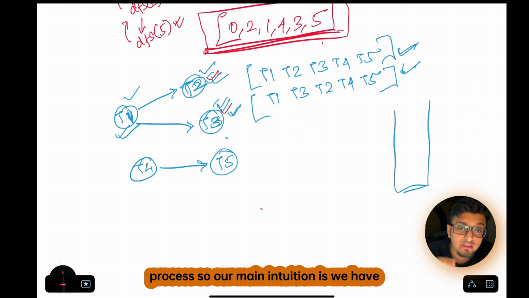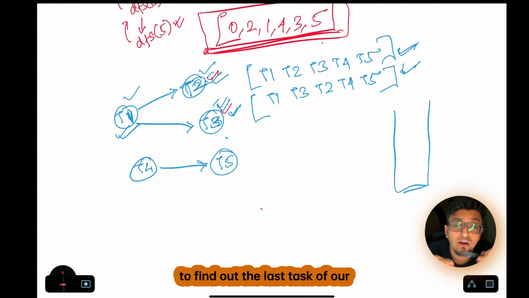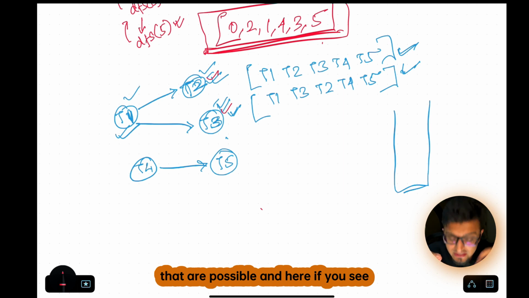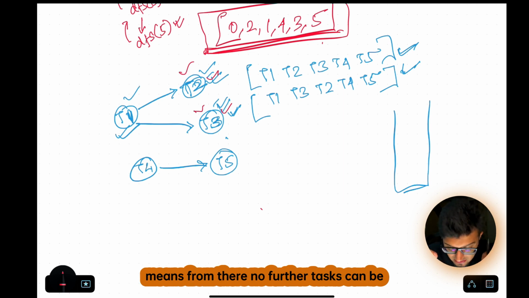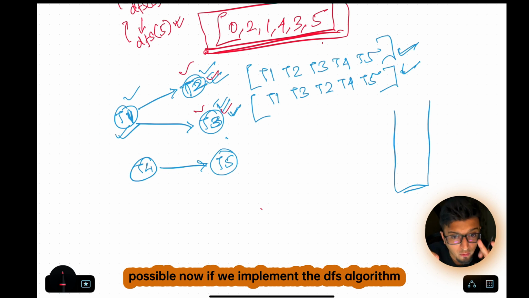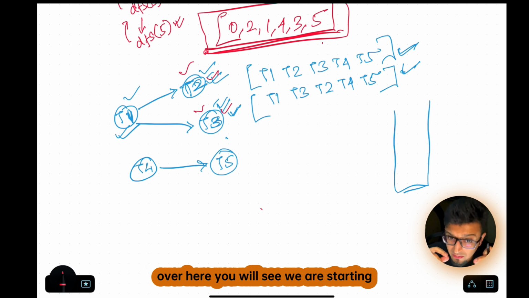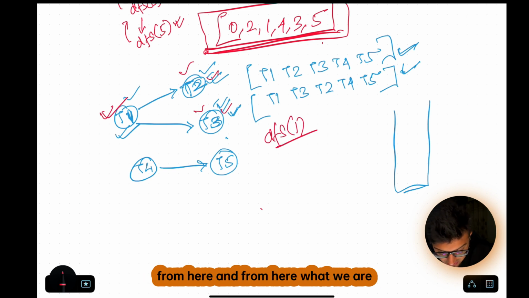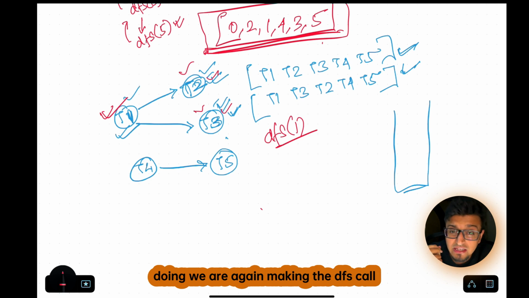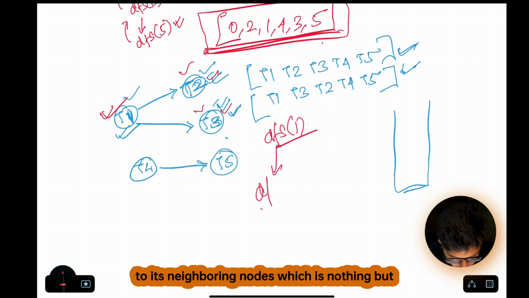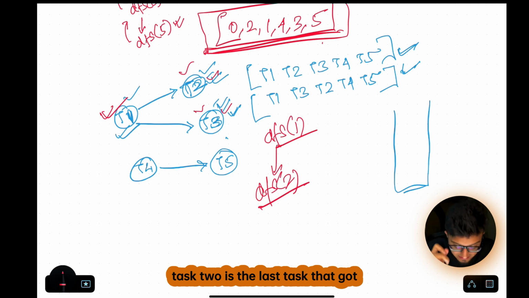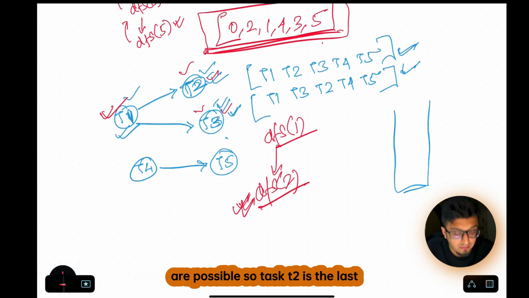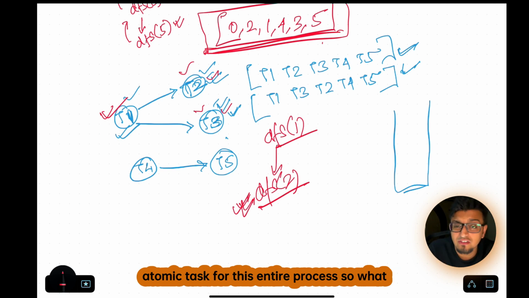So our main intuition is we have to find the last task of our process, after which no further tasks are possible. And here, T2 and T3 are those types of tasks. Now if you implement the DFS algorithm here, you will see we start our DFS traversal from DFS of 1. From here we make the DFS call to its neighboring node, which is DFS of 2. Here, task 2 is the last task that got completed, and there are no further tasks possible. So task T2 is the last atomic task for this entire process.